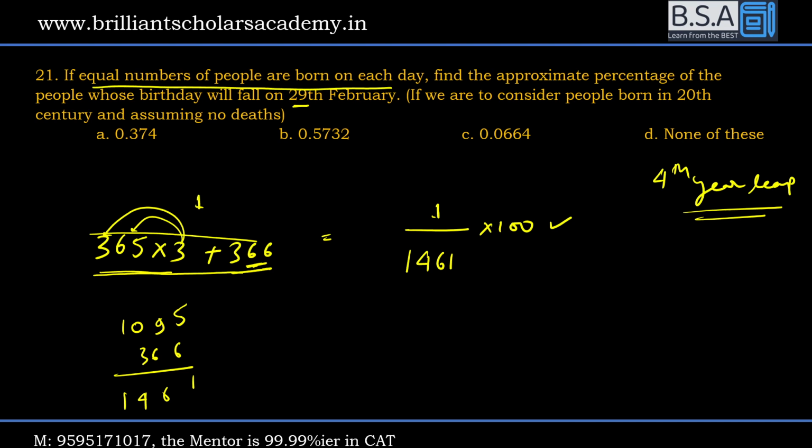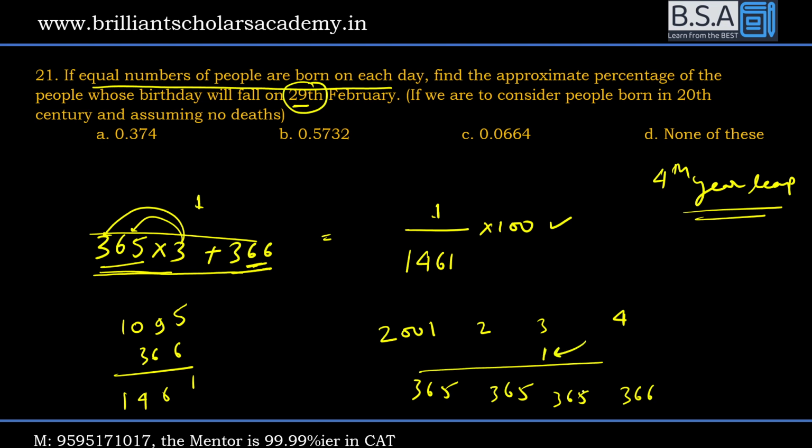1 person is born every day. So how many days are there? 365 days. See, think in this manner. Year 2001, 365 days. Year 2002, 365 days. Year 2003, 365 days. That many people are born. Year 2004, it is leap and there are 366 days. And now because it is a leap year, it will have 29th of February. On that day, there is 1 person born. That is the number of people born and the denominator is also the number of people born. What answer? 0.066.